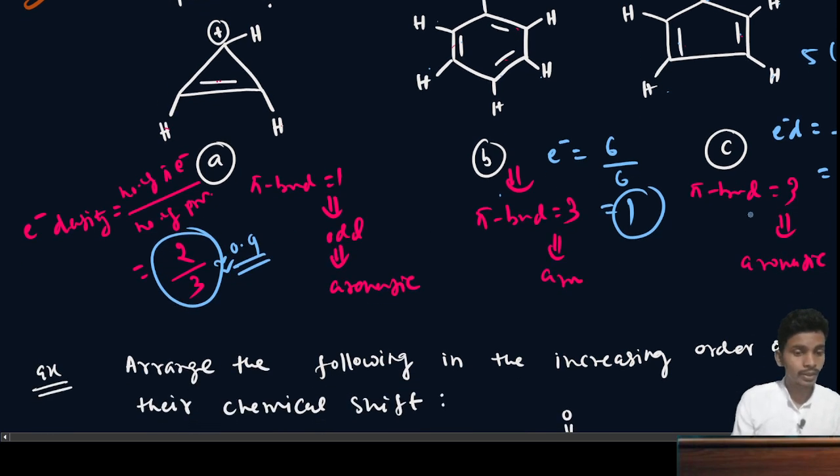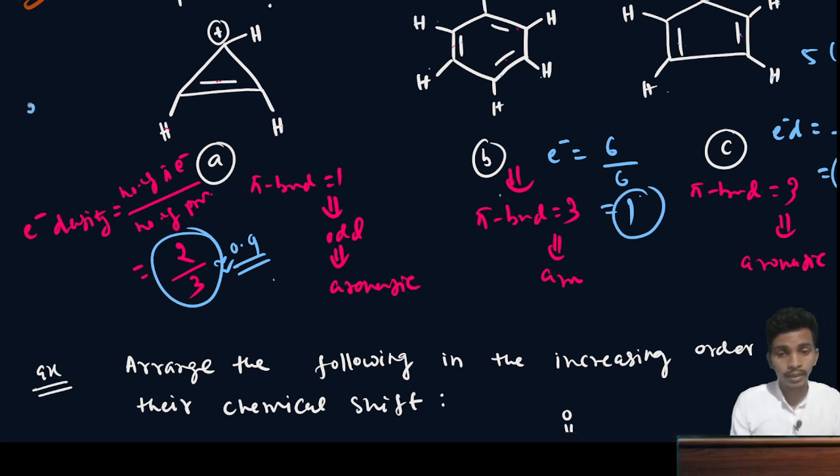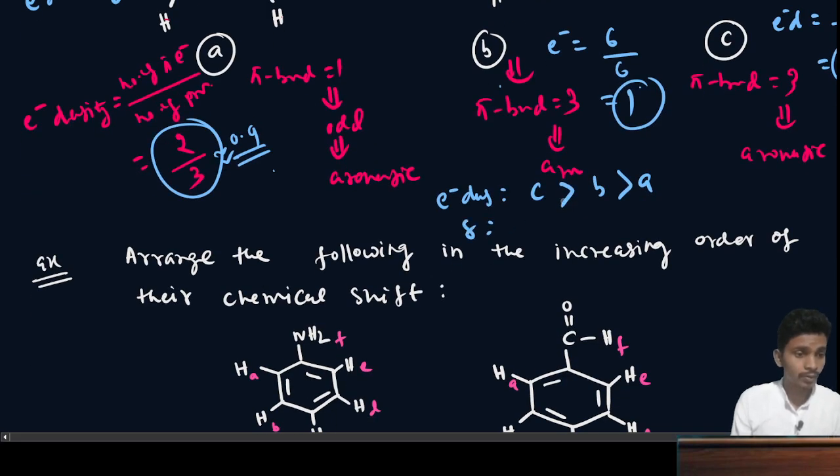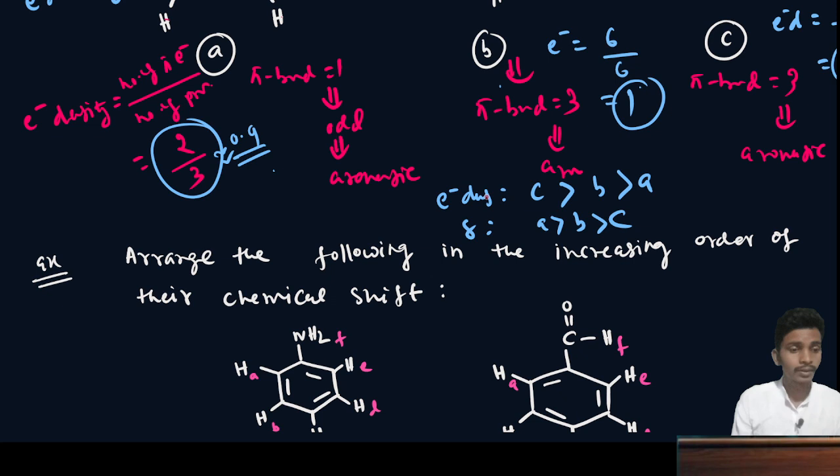So here we see that the pi electron density for this case is high, and we know that electron density is inversely proportional to the chemical shift. It means that the electron density order is first C, then B, then A, and the chemical shift order will be just opposite, that will be A, then B, then C. Okay, this is the answer. Why? Because electron density is just opposite of the chemical shift.